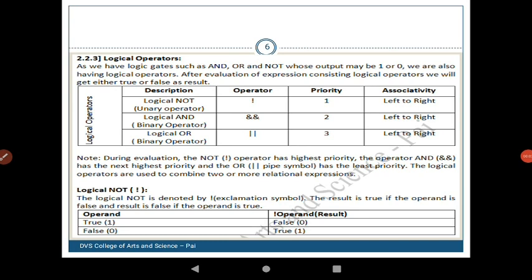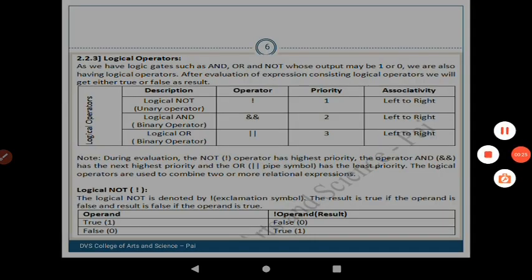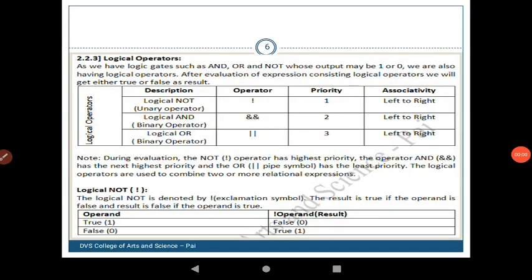During evaluation, the NOT operator has the highest priority, whereas the logical OR has the least priority, that is, the lowest priority. The logical operators are used to combine two or more relational expressions, which you are going to see in the following examples. Now let us have a clear understanding regarding these operators one by one.